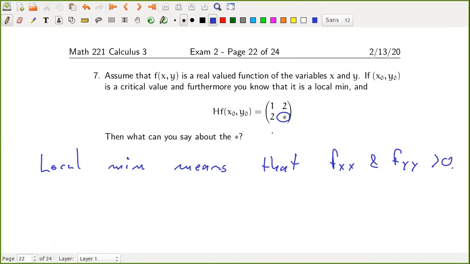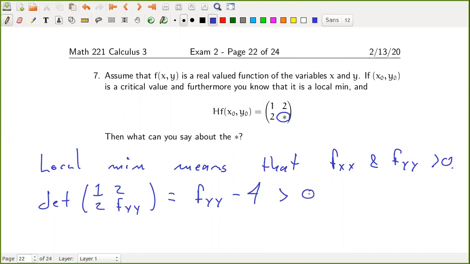But let's look at something else. Let's compute the determinant. Let's see if we can get even more information. The determinant of 1, 2, 2, and I'm just going to call this fyy since that's what it is. Notice that this is fyy minus 4. Observe also that since we know it's a local min, this is greater than 0. So what this tells us is that fyy has to be greater than 4. Okay, so that's the more information that we can determine.